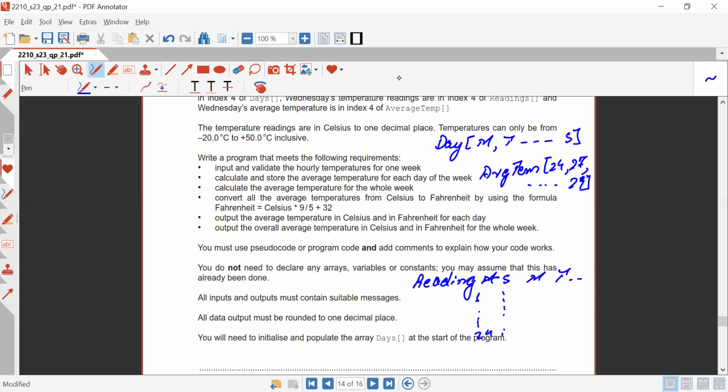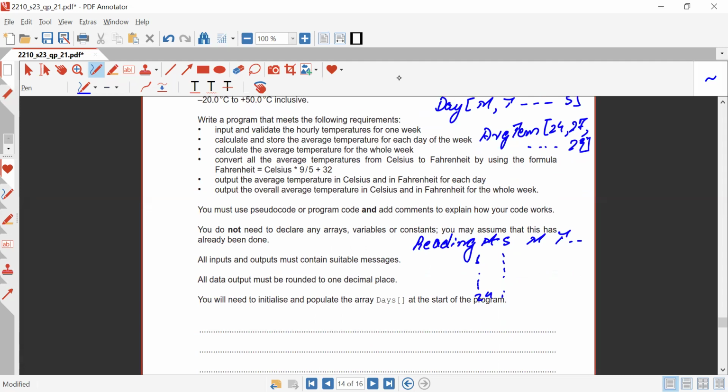Now in this program, I won't be doing the commenting part. I will just be informing you, but I won't be writing it down, so you can take that. We need to initialize and populate the array days at the start of the program. First of all, we need to declare a few things. So we will be declaring days, 1 to 7, of string data type.